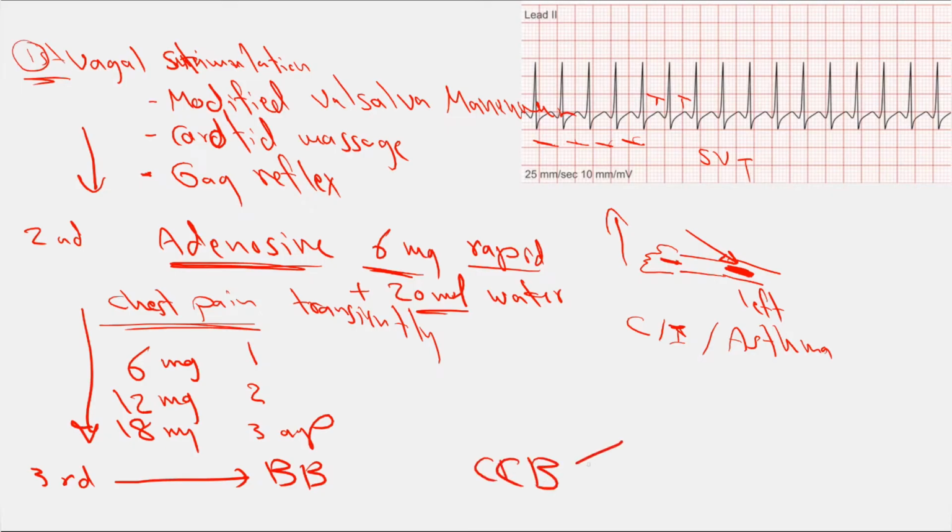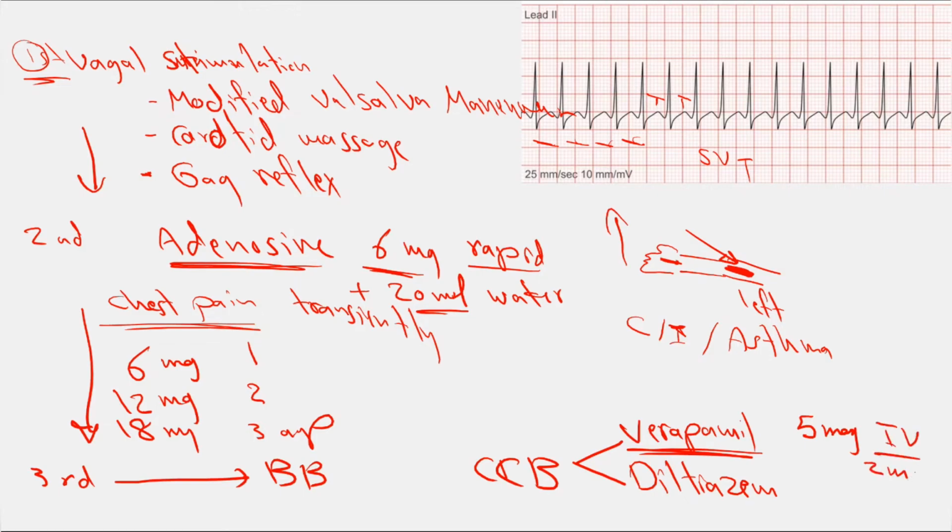The calcium channel blocker that you give is either verapamil or diltiazem, because these drugs can control the heart rate. The verapamil dose is 5 milligram. It should be given IV over a 2-minute period. Usually verapamil is available. The trade name is called Izoptine. So this is the trade name.